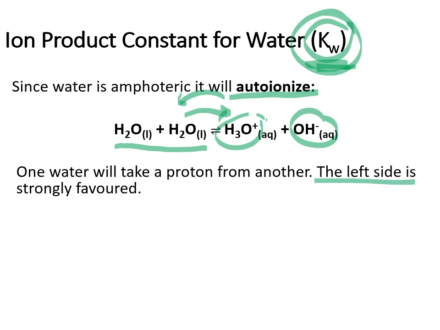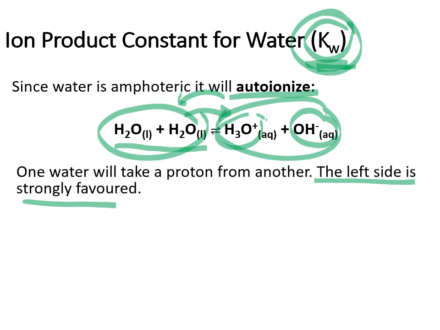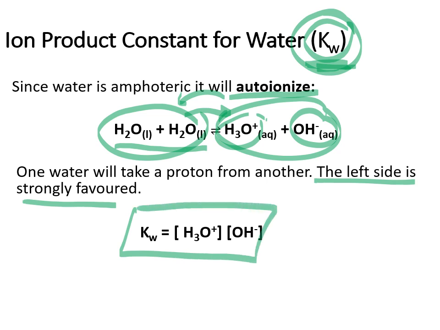The left side of this is strongly favored. It's not that easy for a water to take a hydrogen from another water. It will be happening, but there are going to be a lot more waters on the left-hand side of this reaction than there are on the right, and so essentially the K value is quite small. The equilibrium expression would be the product over the reactants, but because both of the reactants have a constant concentration, they don't show up in the equilibrium expression. They're incorporated with the K value, in this case the Kw value.